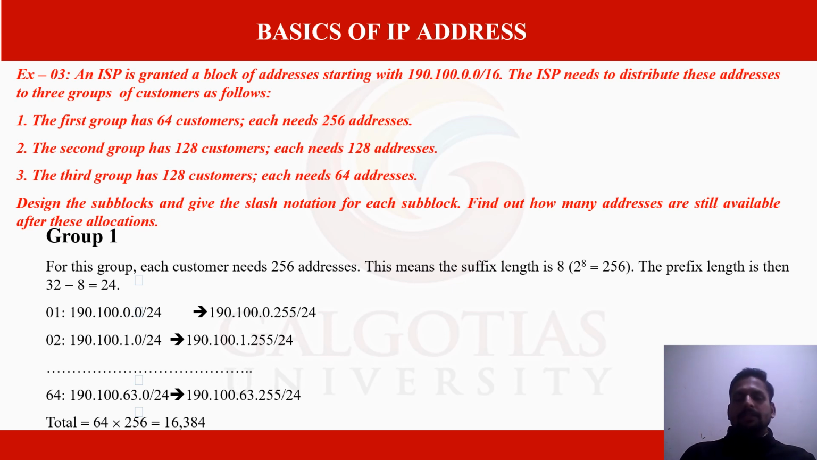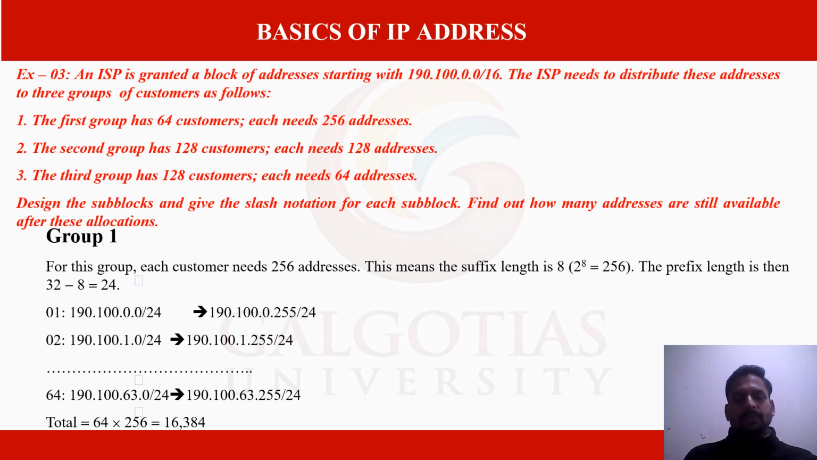Of the 4 octets, the last octet is used for creating the IP addresses, and the rest of the bits are used in the subnet mask value. So a total of 24 bits will be used here, so the slash notation will be 24. That's what they are telling. So you see here, customer one is 190.100.0.0. It is the initial address, and then we need 256 addresses, right?